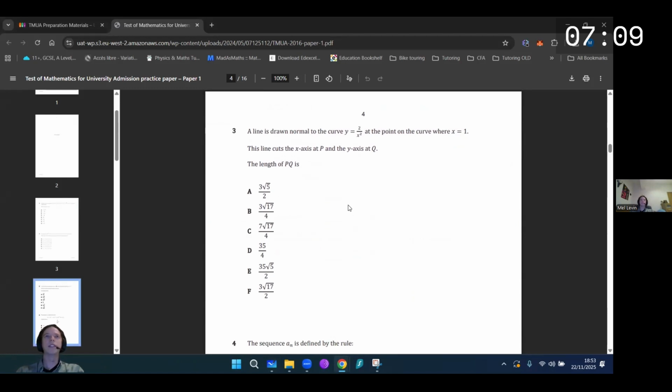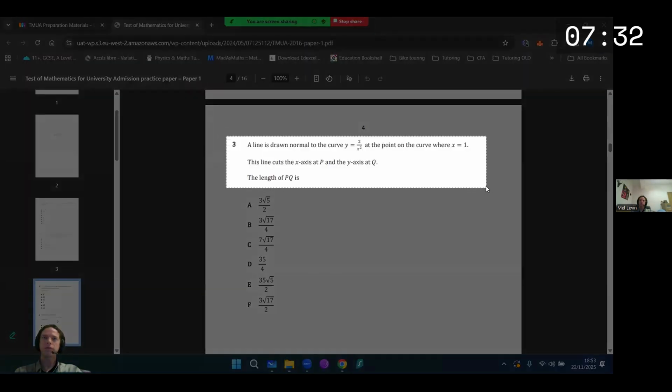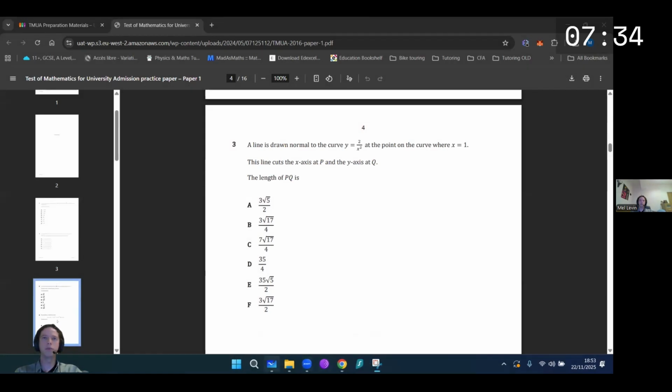Third question. A line is drawn normal to the curve y equals 2 over x squared at the point on the curve where x equals 1. This line cuts the x-axis at P and the y-axis at Q. The length of PQ is one of these. All right, so try the problem yourself. Pause the video and try it yourself. Let's get this question on the board.